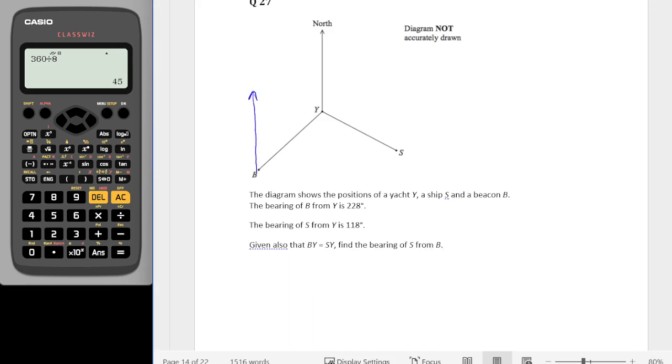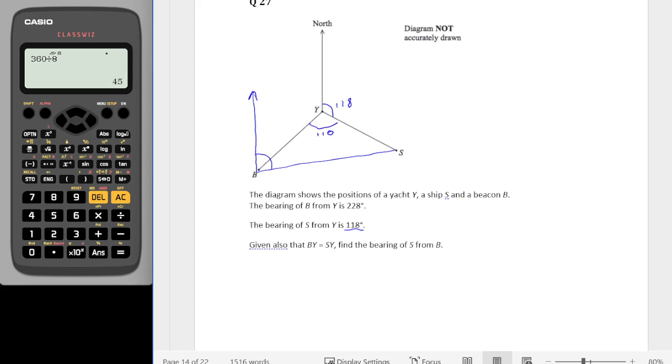So we actually want this angle here. But how we're going to go about that is like this. I'm going to put in some information. So this angle here is 118. This angle here is going to be 228 minus 118, so that's going to be 110.